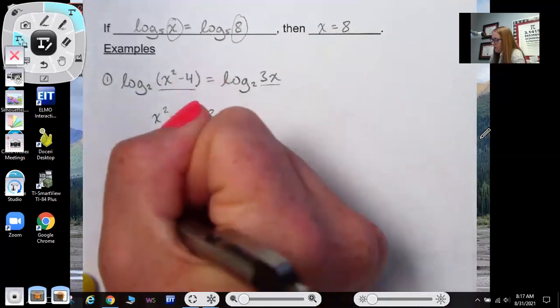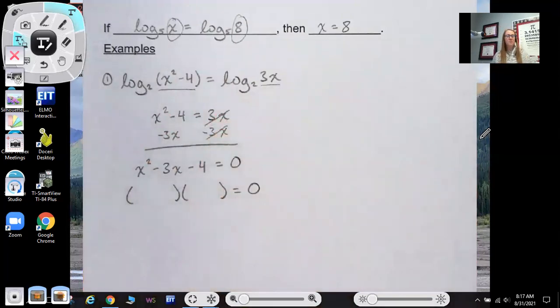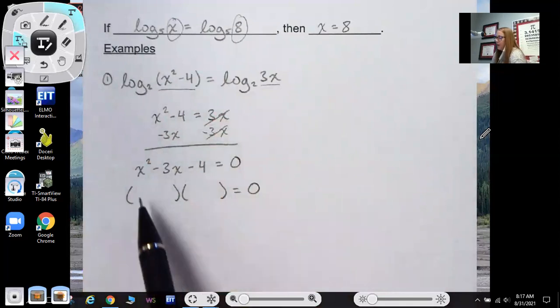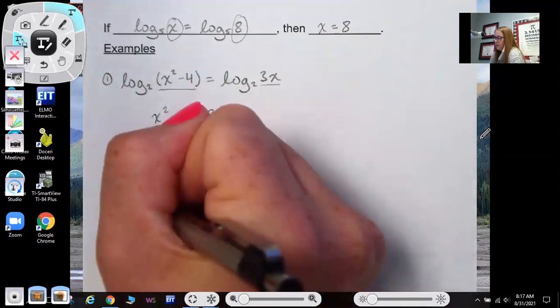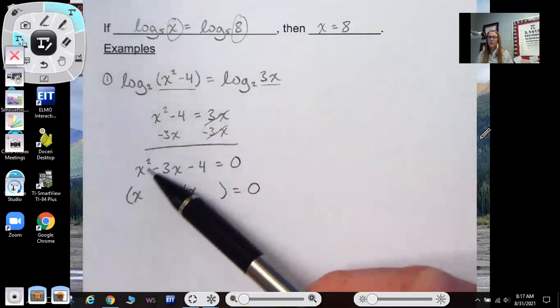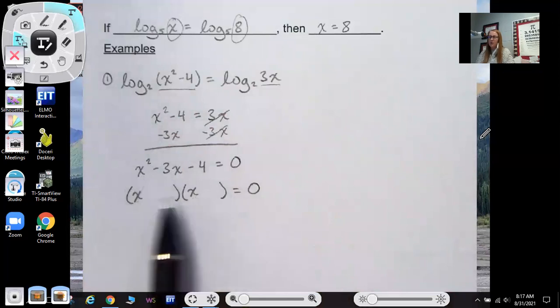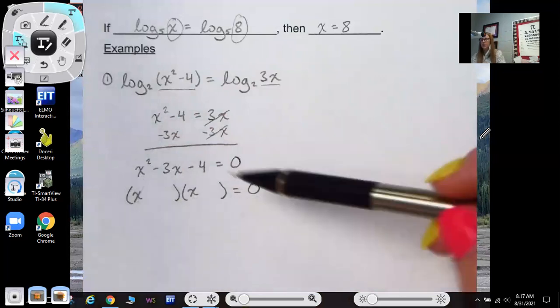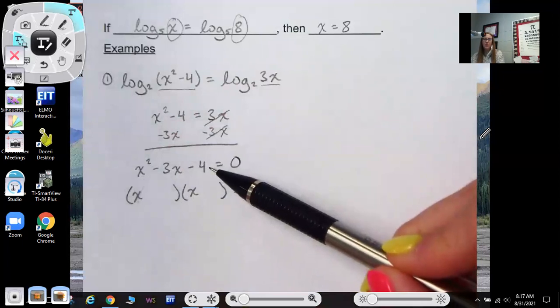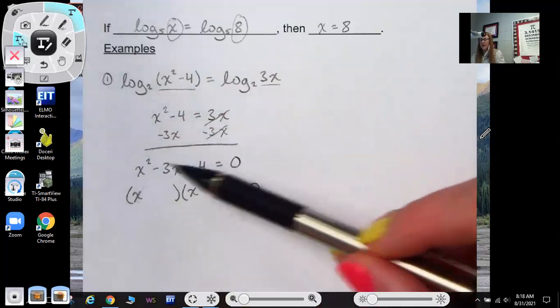Okay, now we factor into two sets of parentheses. Remember? What goes at the front of both of these sets of parentheses is the square root of whatever your first term is. So our first term is x squared. The square root of x squared is just x. That goes at the front. Then we're looking for numbers that multiply to be -4 and add to be -3. Multiply to be the last number, add to be the middle number.